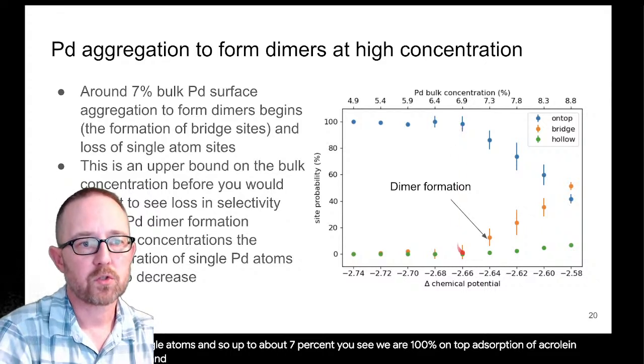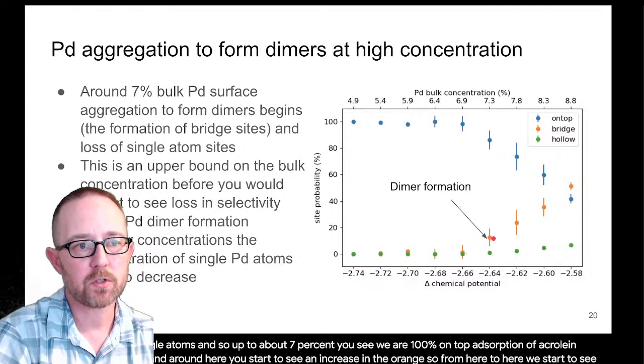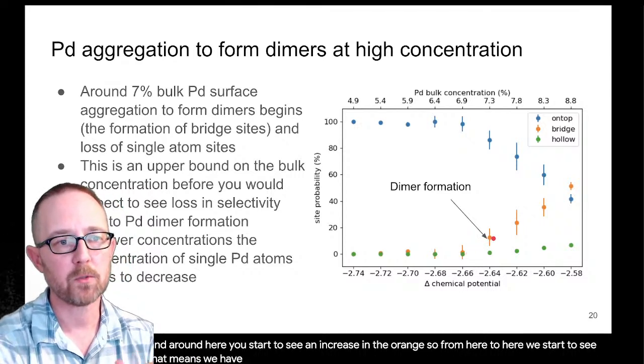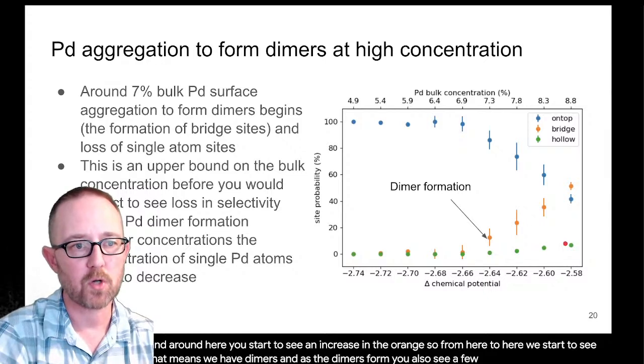And around here, you start to see an increase in the orange. So from here to here, we start to see bridge sites forming, and that means we have dimers. And as the dimers form, you also see a few trimers.